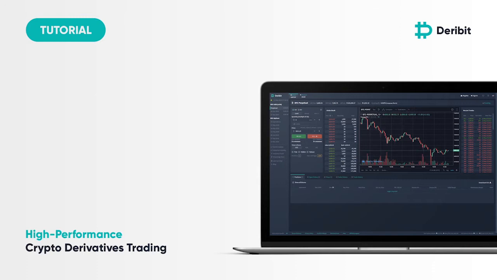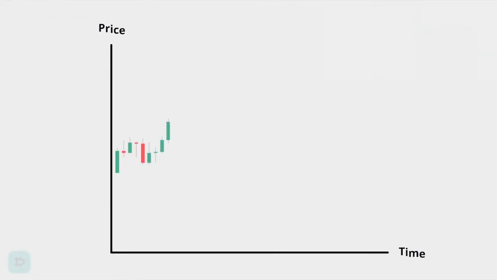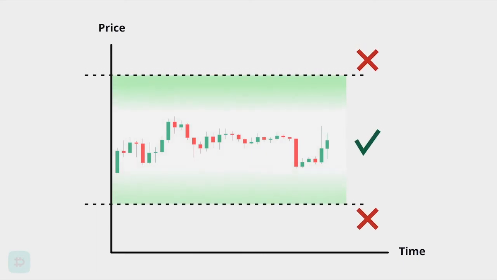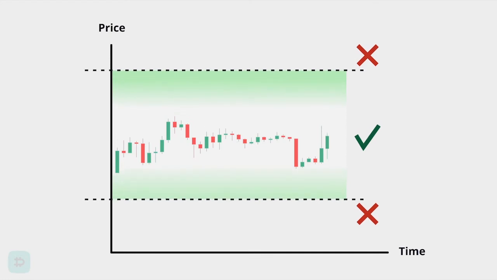Hello and welcome everyone. This is a brief video guide on how the trading bandwidth limits operate on Deribit. Deribit operates with trading bandwidth limits in place on all of our instruments. What this means is that there is an upper and lower price limit, a price range in which trades can be executed on any given instrument.